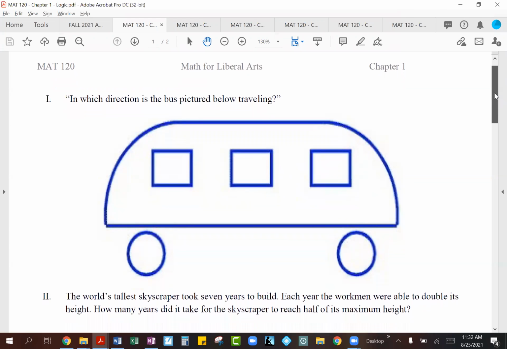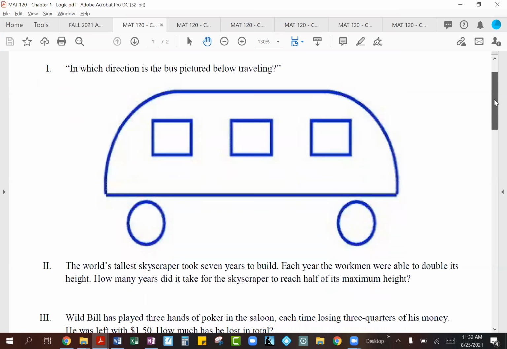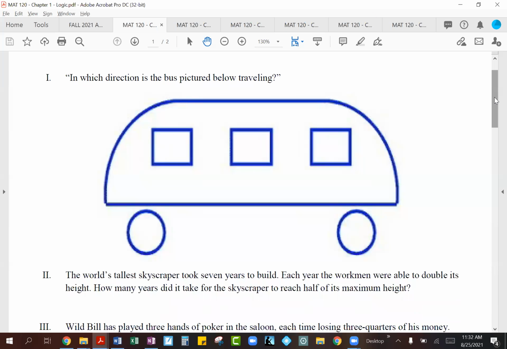So we're starting out with just, like I said, some basic puzzles, riddles, those kind of things, because all of these involve logical thinking. So a very basic shape for a bus. And as you can see, the first question is saying, in which direction is the bus pictured below traveling? So is it traveling to the right or is it traveling to the left?